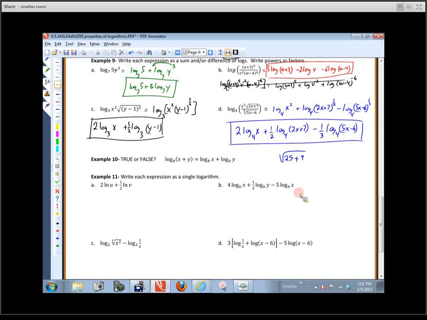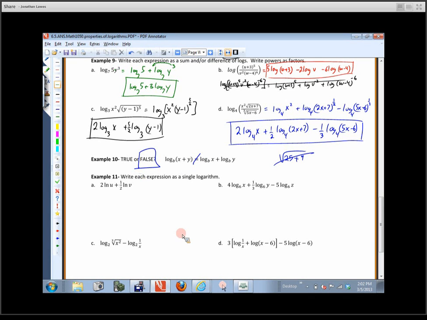Does that distribute? Can you do the square root of 25 plus the square root of 9 and get the right answer? No, because that would be 5 plus 3, which is 8. This number's only 34, so it's a little less than 6. There's no way that works. This doesn't work, and the answer here is that it is false. These two are definitely not equal.